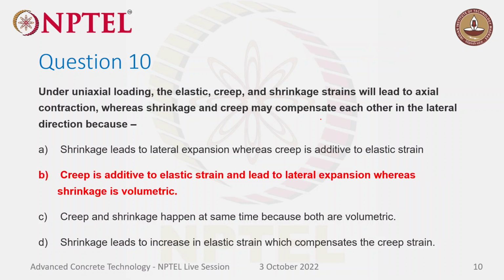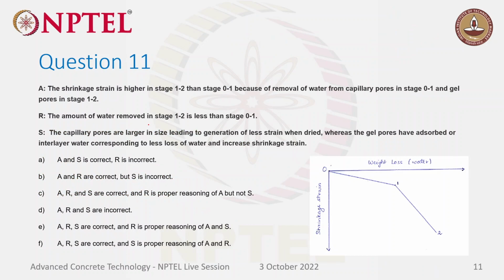Okay, now let's move to question 11. This is the last question. There are 3 statements here. You have to read all the 3 statements directly from the practice assignment question. So the first statement is the shrinkage strain is higher in stage 1 and 2 than stage 0 to 1. Please refer to this diagram here.